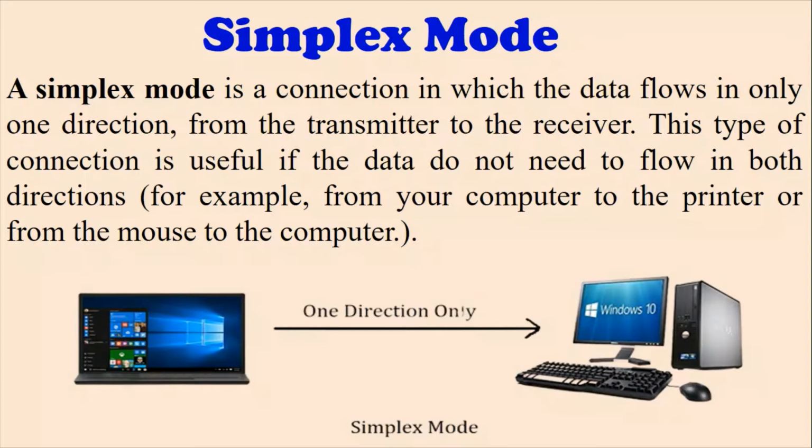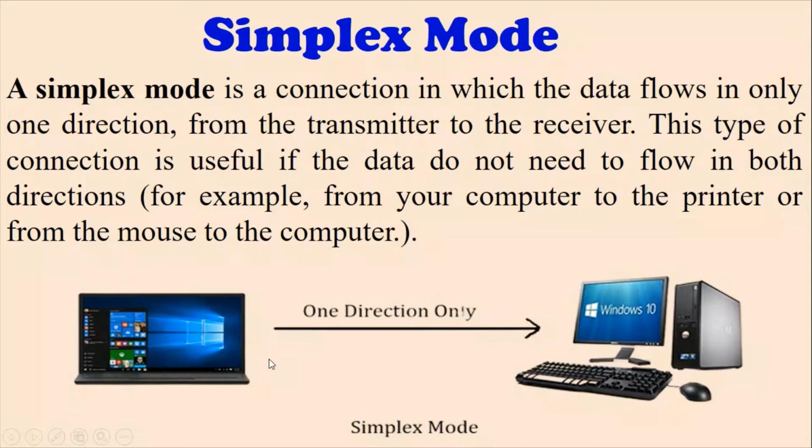The most common examples are a printer, mouse, and keyboard. These peripheral devices either send data towards the computer or receive data from the computer. The mouse sends data towards the computer, and the keyboard also sends data towards the computer. The mouse and keyboard do not receive data from the computer. So this is called simplex mode. The printer receives data from the computer, and the printer does not send data towards the computer. So this one is called simplex.